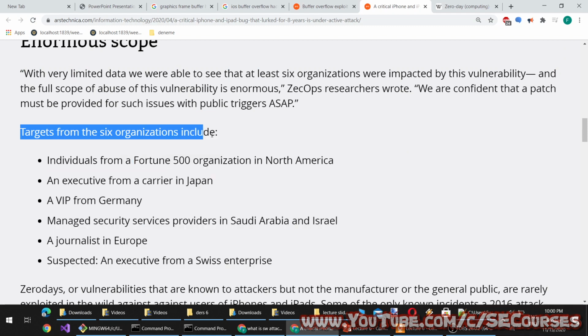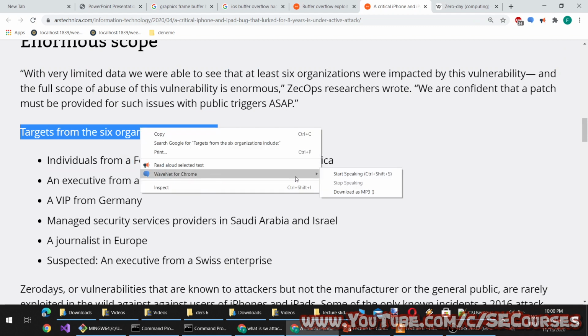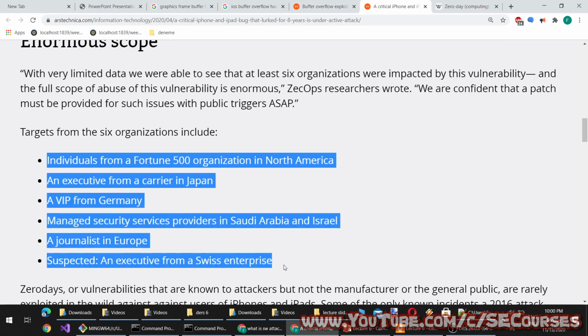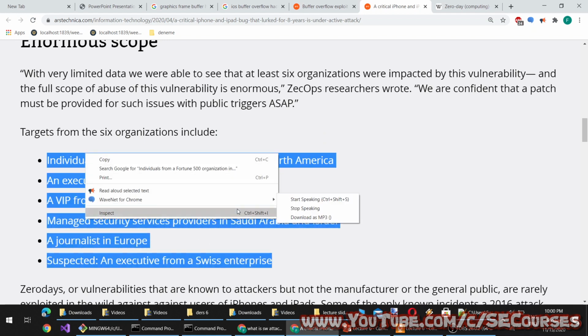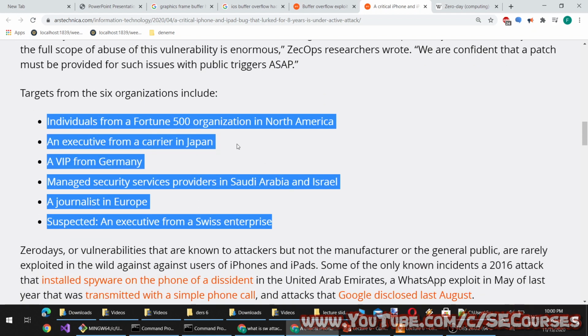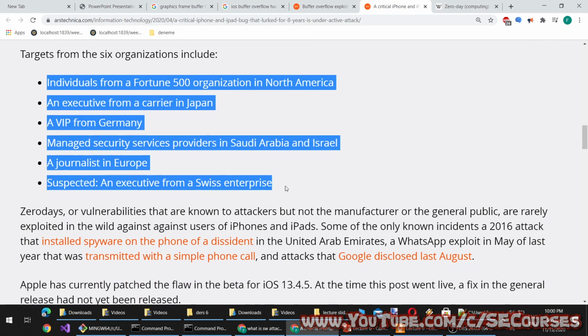So let's see the targets. Targets from the 6 organizations include individuals from a Fortune 500 organization in North America, an executive from a carrier in Japan, a VIP from Germany, managed security services providers in Saudi Arabia and Israel, a journalist in Europe suspected, and an executive from a Swiss enterprise.